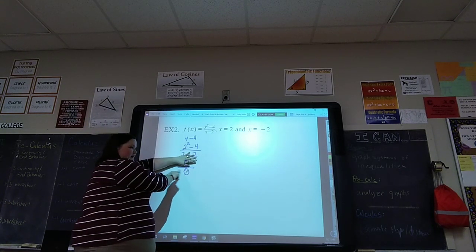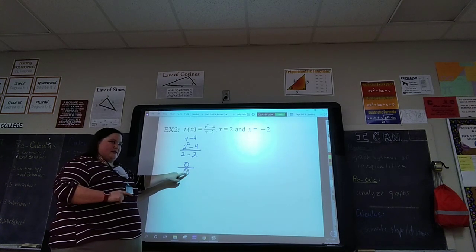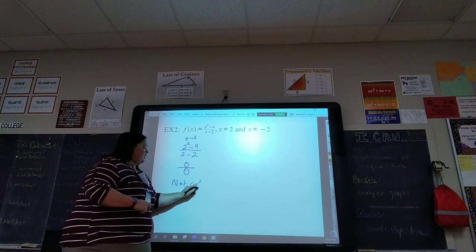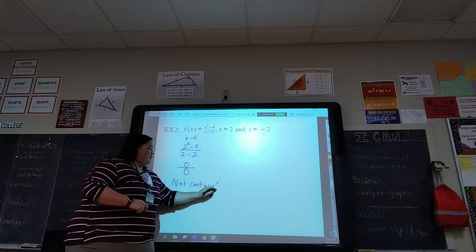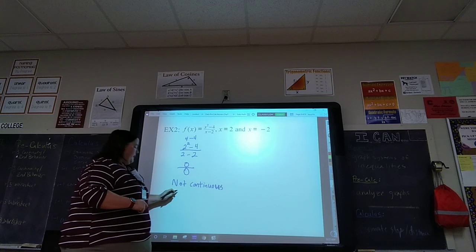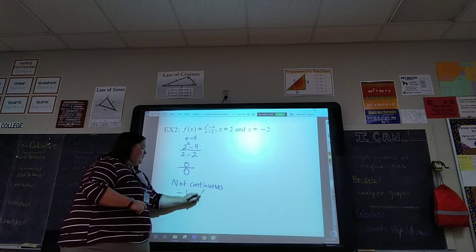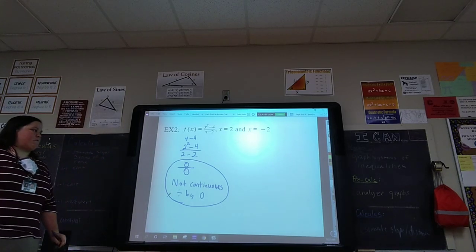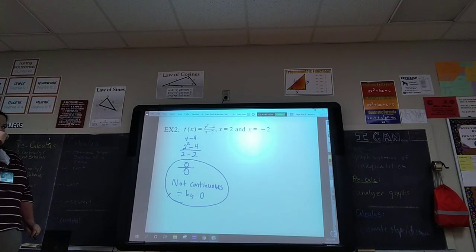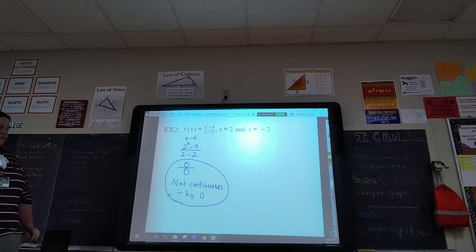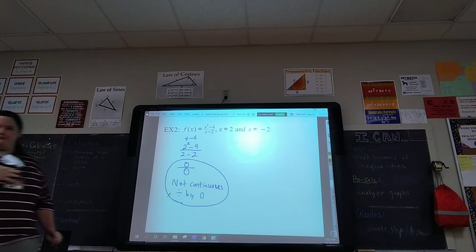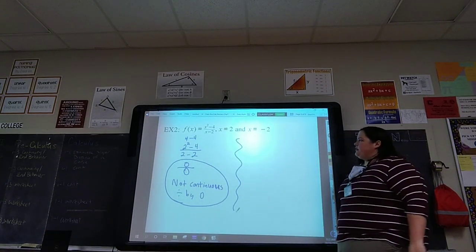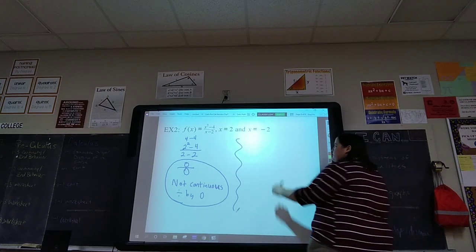It's if I get a 0 on the bottom. Because that means I'm dividing by 0. Can I divide by 0? No. So this would be not continuous. You're dividing by 0. So I've checked 2. Now I'm going to check negative 2, see if that works.